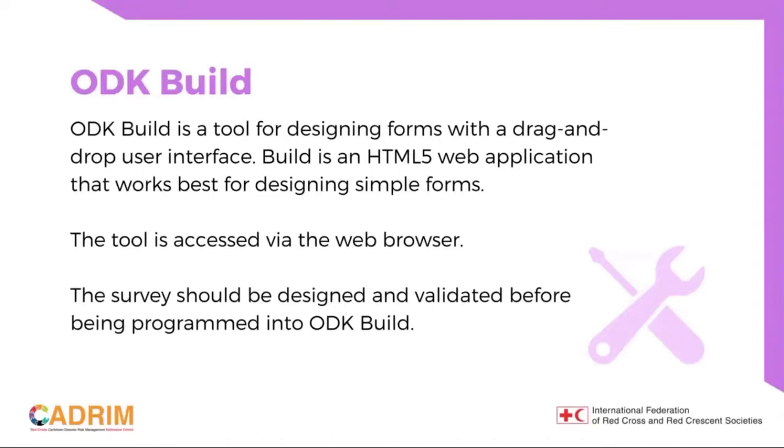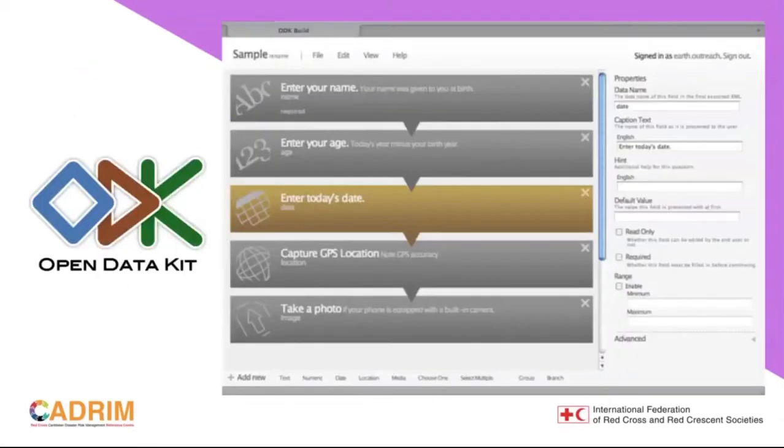All right. Now we're going to move on to the screen that shows you the ODK Build. This is how you build your form. So you can see at the top where it says enter your name. That's where you can design each element that goes into the survey, onto your form.